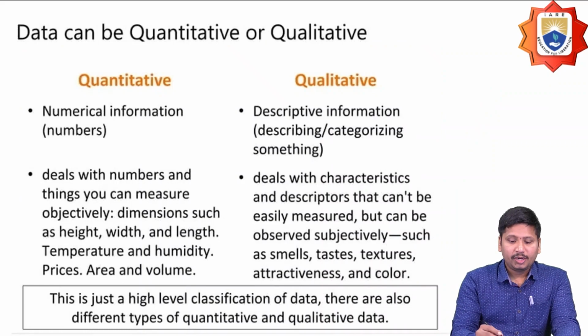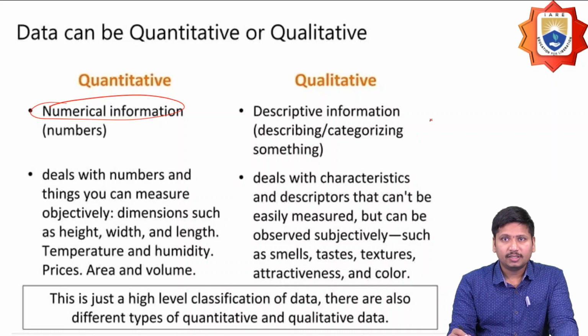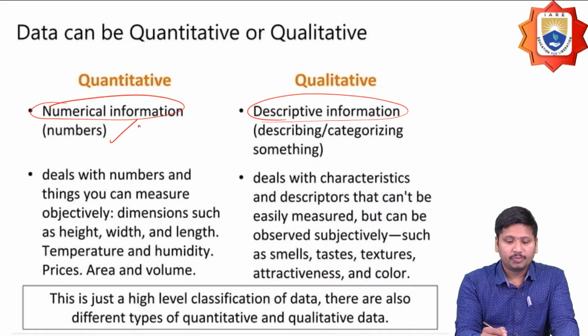So quantitative means that it should have numerical information, whereas qualitative means that it should be descriptive information. That means describing, categorizing something. But here, quantitative means it should be in the form of numbers.